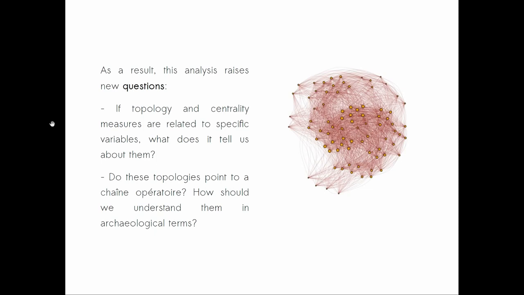Along with this, we have new questions. If topology and centrality measures are related to specific variables, what does it tell us about them? What does it mean from these combinations of variables? We've seen that the core of the network is related to a single kind of raw material. And second, do these topologies point to a chaîne opératoire? How do we understand them in archaeological terms?